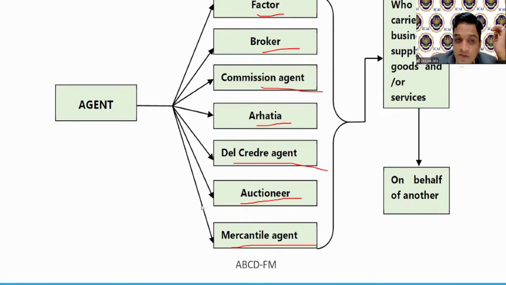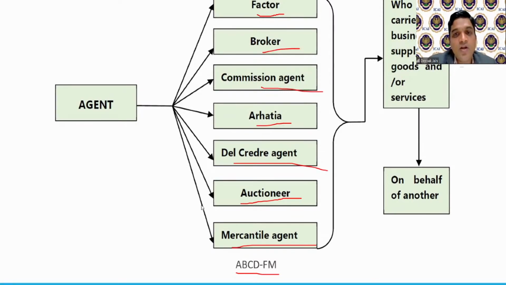To put it in simple terms, I've used the acronym ABCDFM. A stands for Arhatya, B stands for broker, C stands for commission agent, D stands for Del Credere agent. A is repeated twice, so A is for Arhatya and auctioneer. ABCD, F means factor, and M means mercantile agent. So any of these persons, because there was a confusion whether auctioneer also is an agent because he's doing auctioning, he's not a direct agent, but he's selling on behalf of the principal. That's the reason auctioneer is also an agent.